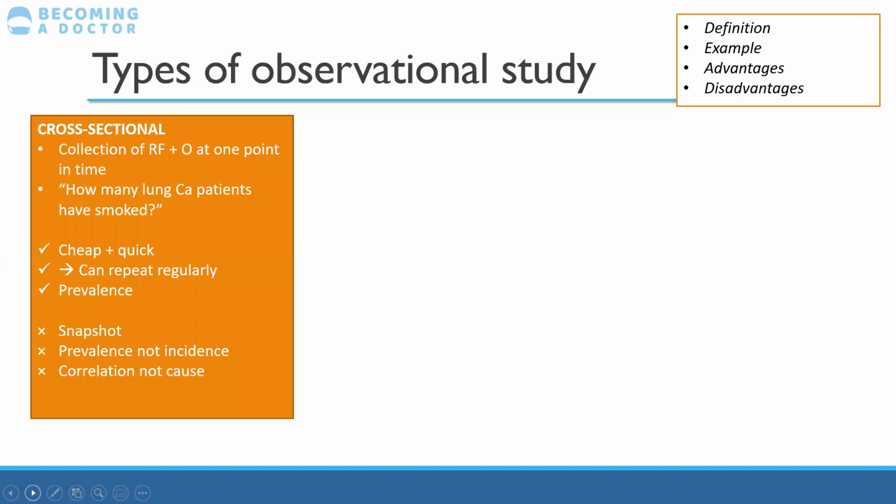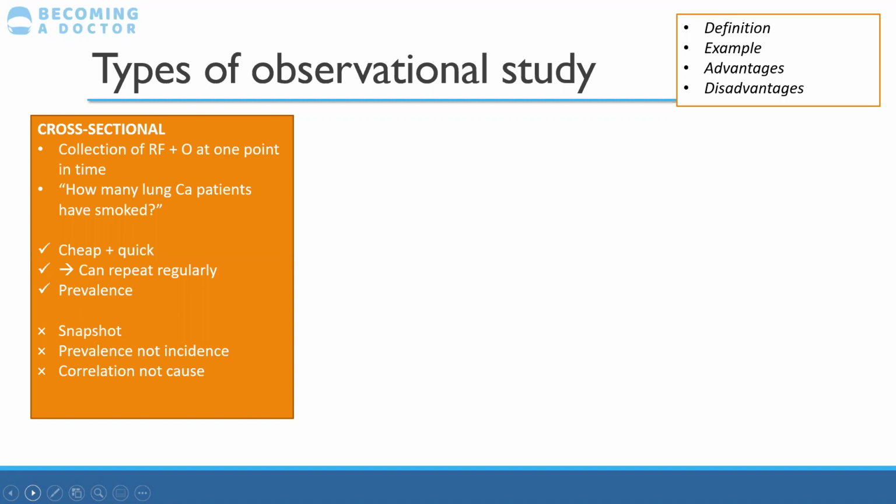So going into each of the 3 types of observational study, I'm going to focus on defining each type of study, giving an example, and then the advantages and disadvantages. So a cross-sectional study is where we look at a population at one point in time. So we're taking a snapshot of that population and collecting information on risk factors and outcome at that one point in time.